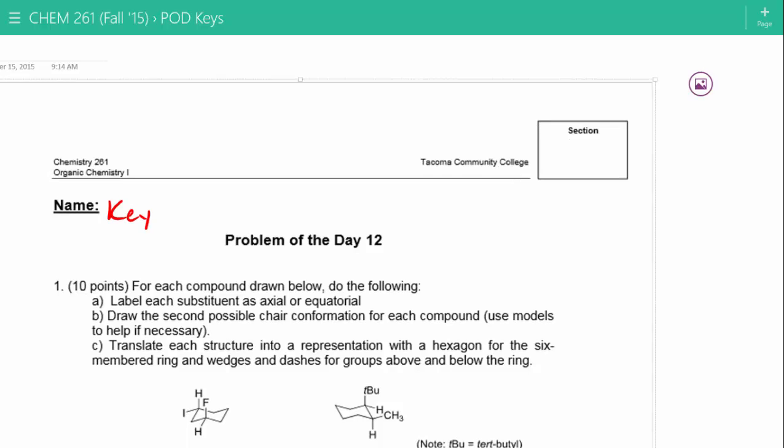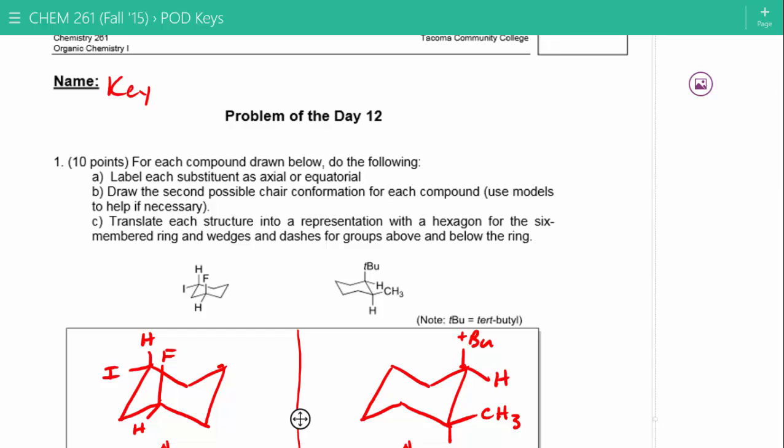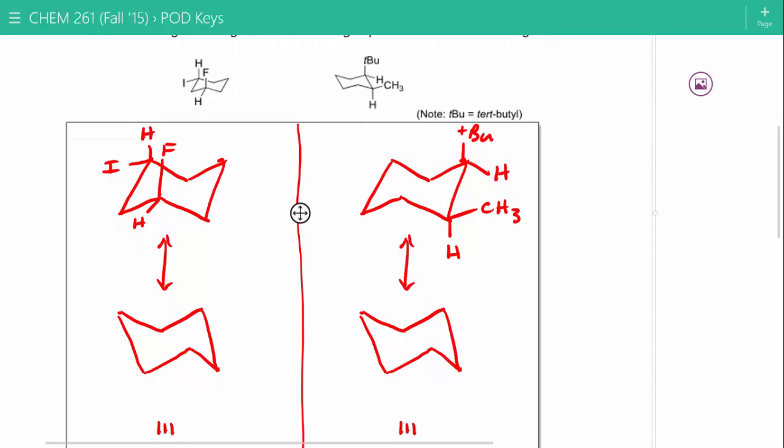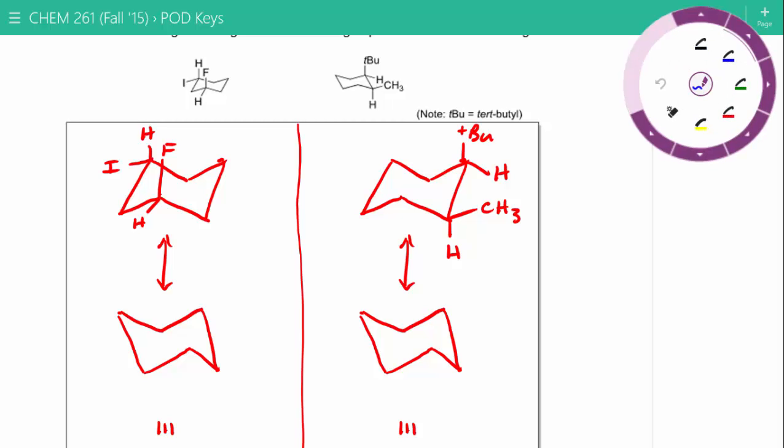Yep. All right, so over the weekend I gave you guys a problem of the day to work on with chair conformations. And I wanted you to do a chair flip, so draw the other chair conformation, and then draw the 2D line formula. So what I've done is I've drawn the chair structure for each of these. So I've just redrawn them at the top. And what we're going to do is try to represent this chair flip.